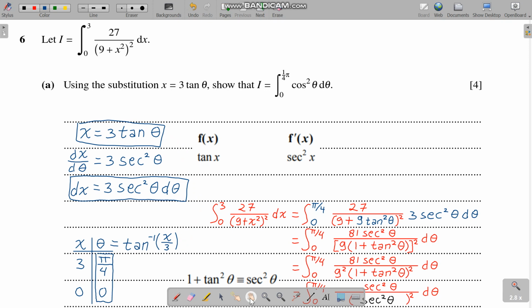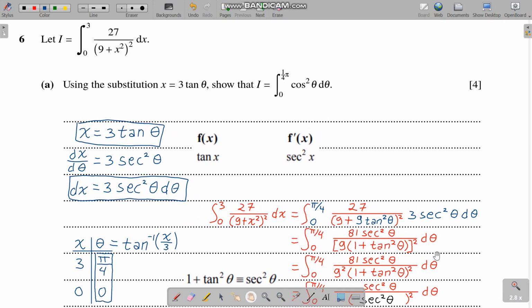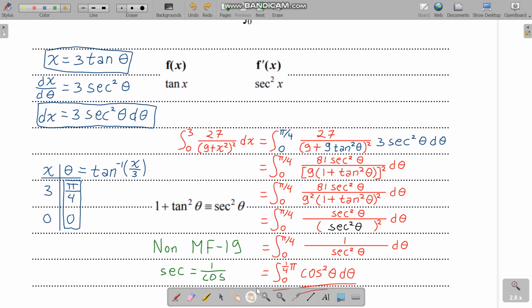Now we're ready to substitute everything. From the original integration, we substitute the limits of integration, so we use 0 to pi over 4, and we replace the x with 3 tangent theta. So this is x squared, so x squared is 9 tangent squared. And we also replace the dx with 3 secant squared theta d theta.